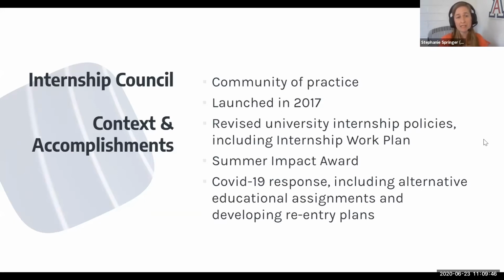We've tackled many topics in the last 3 years, and we have many accomplishments, including we revised the 10-year-old university policy for credit-bearing internships. This past year, we've collaborated together to inform a new pilot program, which is called the Summer Impact Award. This is an award that allows students to apply for a $2,500 stipend for unpaid summer internships. And then most recently, just this spring, we've supported each other during our COVID-19 pandemic response.